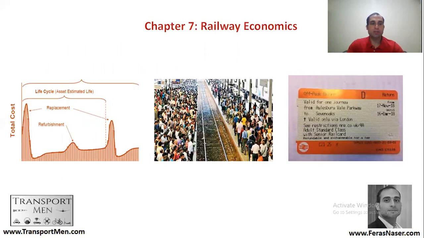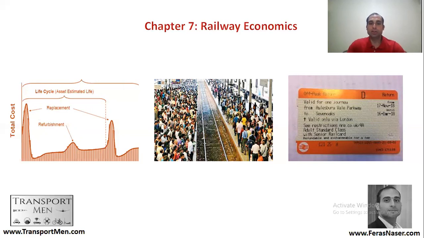That's railway economics. So you can see on the picture, on the left side, that's the total cost. You can see that in the beginning there was a high cost, then the cost has decreased, it becomes an operational cost. Then there was a refurbishment where the cost increased a little bit. Then there was a replacement of a component, so the cost has increased again.